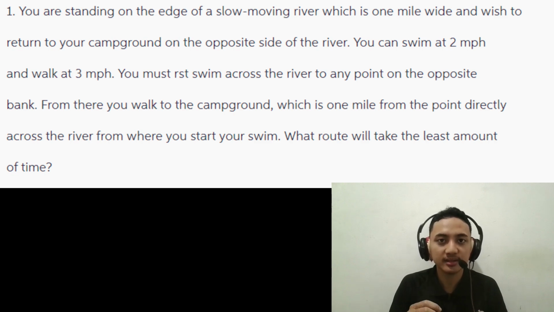And then, in idealization, we must develop a mathematical model to minimize travel time. Let x be the distance downstream where you land after swimming. And then we draw a diagram showing the swimmer's path and the walking path.